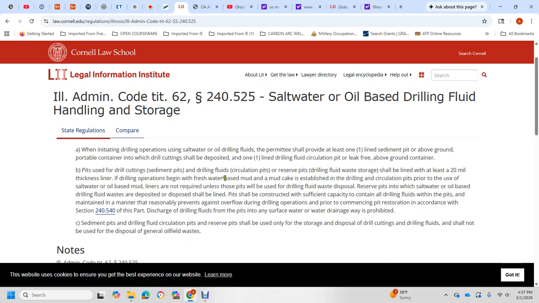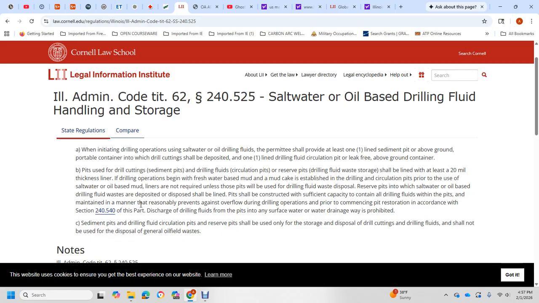In drilling operations, freshwater-based mud may be used when establishing drilling and circulation pits prior to use of saltwater or oil-based muds. Liners are not required under those pits unless they will be used for drilling fluid waste disposal. The reserve pits for saltwater and oil-based drilling fluid waste disposal are required to be lined.